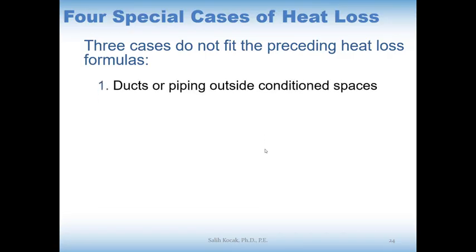Okay, one of them is the ducts or the piping outside the conditioned space. In a little bit I'm going to show a picture of what it means. So if your HVAC system is outside and the ducts or the piping that goes into a conditioned space comes from the equipment, there's no way that you can calculate it. It's a lot of work, so we just take it as is.